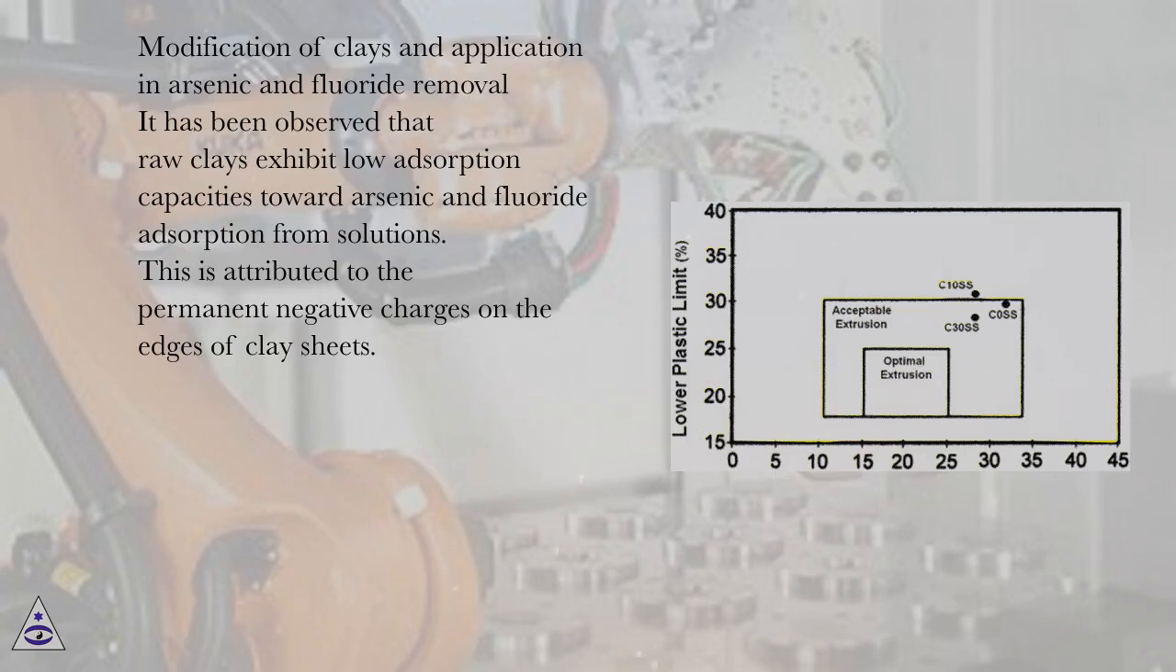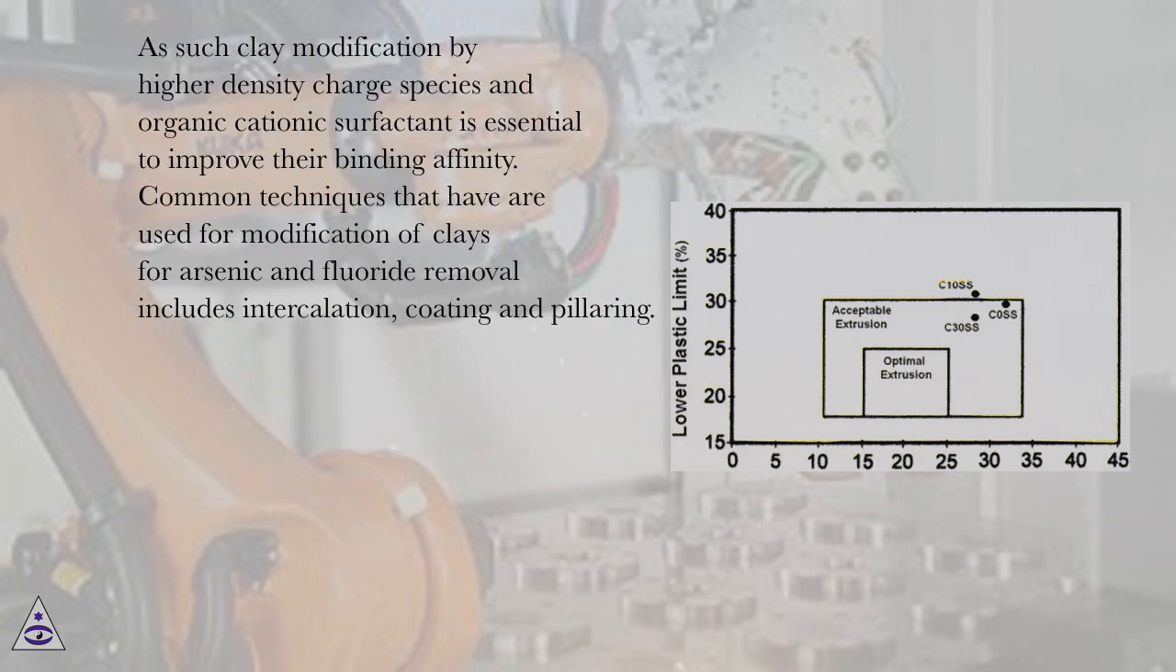Modification of clays and application in arsenic and fluoride removal. It has been observed that raw clays exhibit low adsorption capacities toward arsenic and fluoride adsorption from solutions. This is attributed to the permanent negative charges on the edges of clay sheets. As such, clay modification by higher density charged species and organic cationic surfactant is essential to improve their binding affinity.